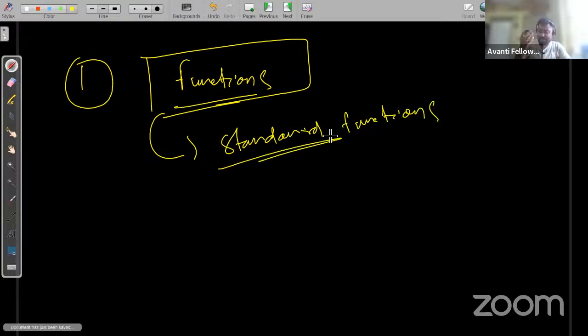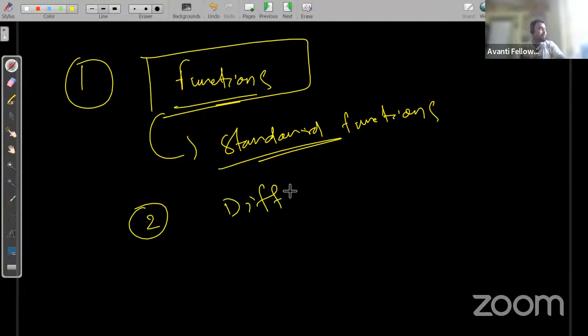Some standard functions like we'll learn the modulus function, the greatest integer function, trigonometric functions, inverse trigonometric functions, and signum functions. There are many standard functions we'll learn about in this portion. And next, after functions, we'll go through differentiation. The most famous name is differentiation, or in your words, derivative.